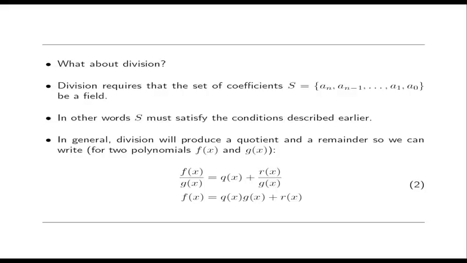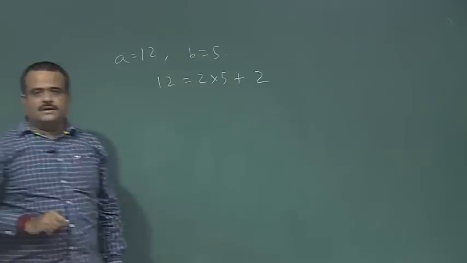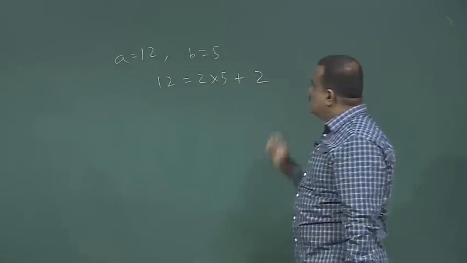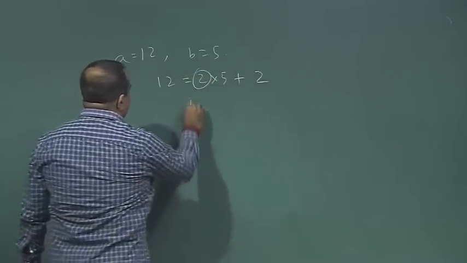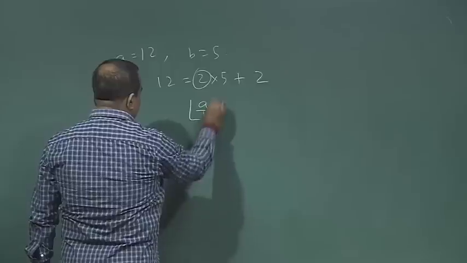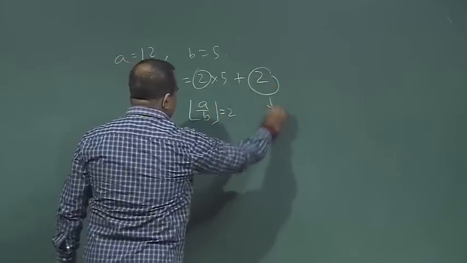So, if you want to divide, say, 12 and 5, we have two real numbers: a is 12 and b is 5. How to divide two real numbers? We want to divide 12 by 5. So, 12 can be written as 2 into 5 plus 2. So, this 2 is basically the quotient, that is a by b, and this other 2 is the remainder.